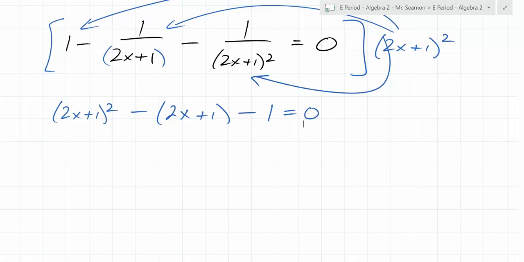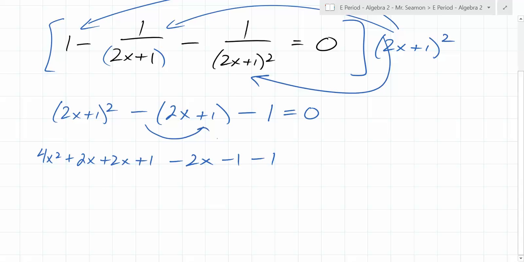And now at this point, is that in standard form? No, it's not in standard form. So what could you do at this point? One word. So you're going to simplify, so distribute. Yeah, exactly. So what would it be? It'd be 4x squared plus 2x plus 2x plus 1 minus 2x minus 1, because negative times 1 is negative 1 right there. You just have to be careful.